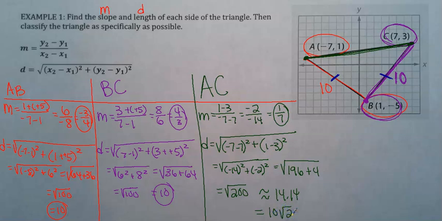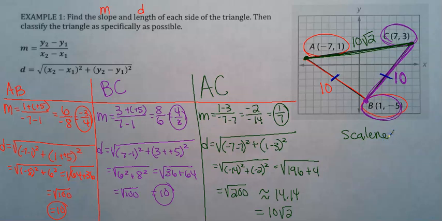We haven't really gone over that yet. We did it in algebra, but we haven't reviewed it much here. But the length here is 10 times the square root of 2. So not equilateral. Okay. But we do have a scalene triangle because we have two sides that are congruent. So we do know that it's scalene.